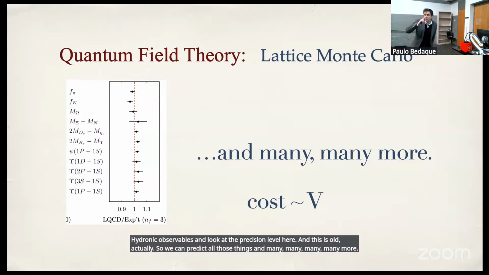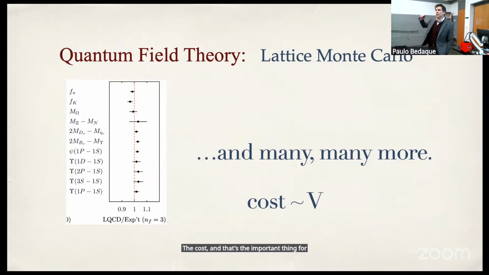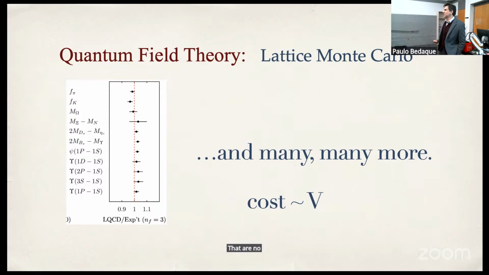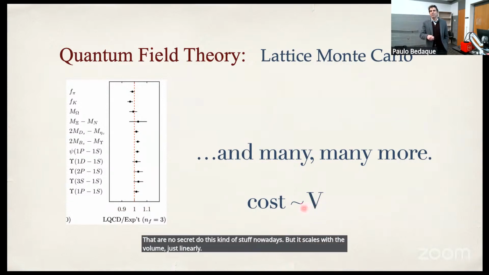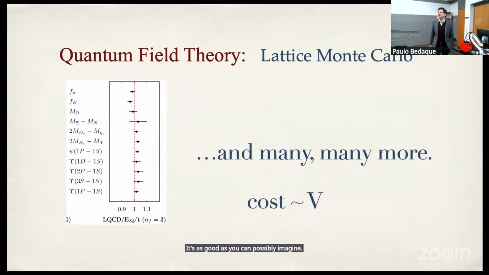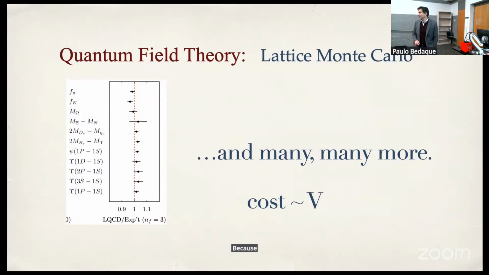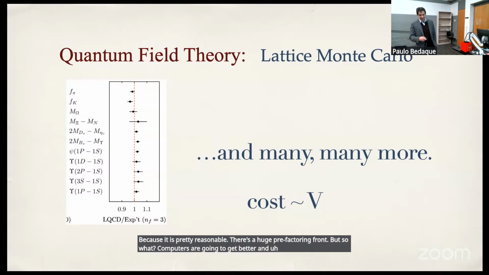The cost, and that's the important thing for us here, is the cost of those calculations. Well, it's really high. The biggest supercomputers on Earth that are not secret do this kind of stuff nowadays. But it scales with the volume just linearly. It's as good as you can possibly imagine. Some people say that it's V to the 5/4. Let's not get into that. The cost is pretty reasonable. There's a huge prefactor up front, but so what? Computers are going to get better, and that's what will happen. It's not exponential in the volume.